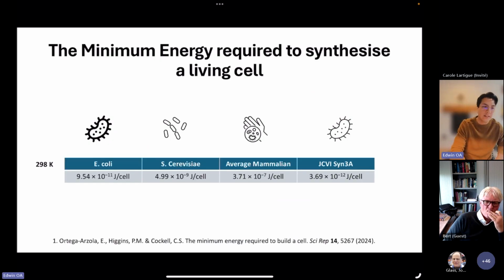And so earlier this year, we published the results, and these are the values we obtained. This is the minimum energy necessary to synthesize a cell of E. coli. All of this at 298 Kelvin. S. cerevisiae, an average mammalian cell, and the JCVI SYN3A cell. As you can see, the lowest value here is the JCVI SYN3A. So does that give us any insight about whether mass is directly proportional or the complexity of a cell is directly proportional to the energy required and therefore efficiency for an organism?